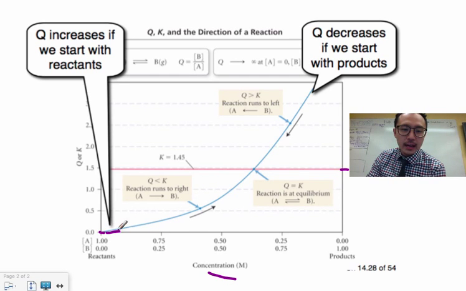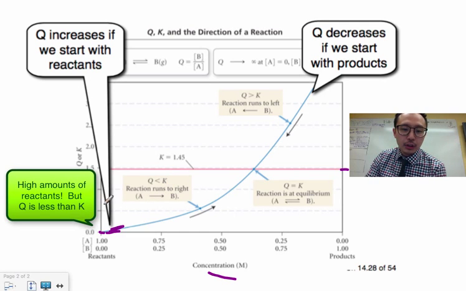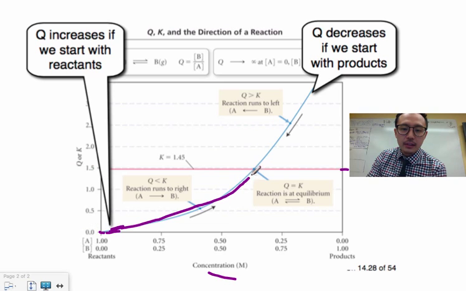So starting this reaction, you notice that here you have a very low amount of reactants. That means that your Q is going to be less than K, and the Q is actually going to continue to increase and increase and increase until it hits this intersection. It intersects with the red line, which is your K. At this point, this is at equilibrium because your Q is equal to K.